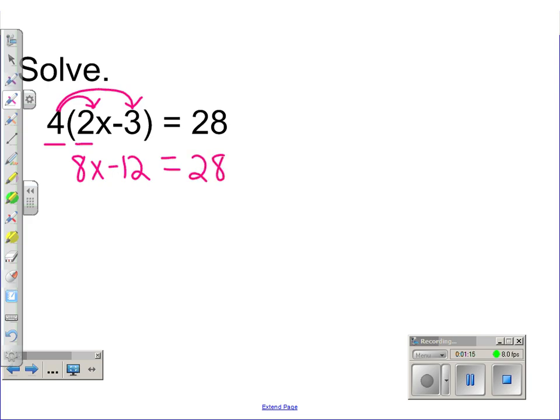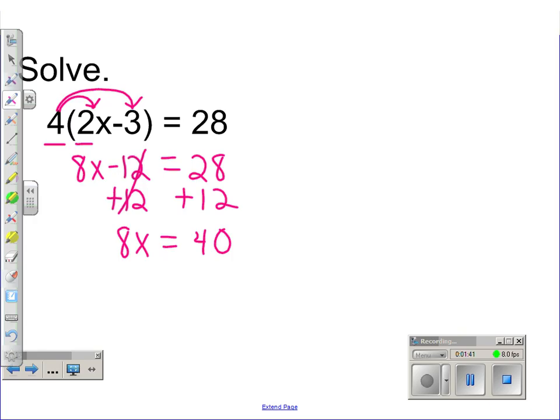And now we are back to a two-step equation. From here, I want to isolate x, get it by itself. In this case, it's still 8x because it has a coefficient in front of it, but I want to get rid of whatever else is on that side of the equation. So I know that's a negative 12. To get rid of a negative 12, I'm going to add 12 to both sides. So I end up with 8x is equal to 40.